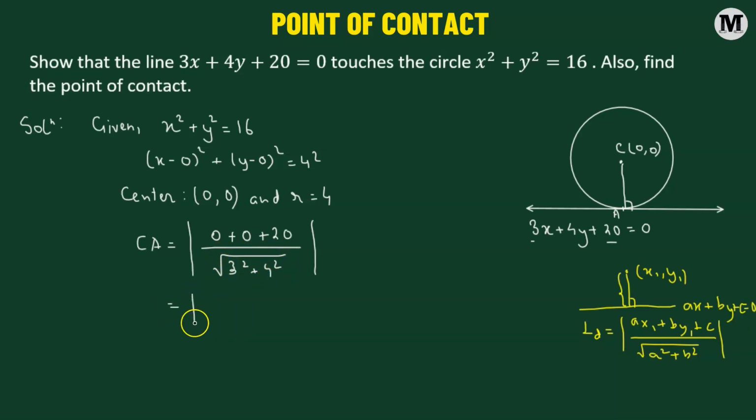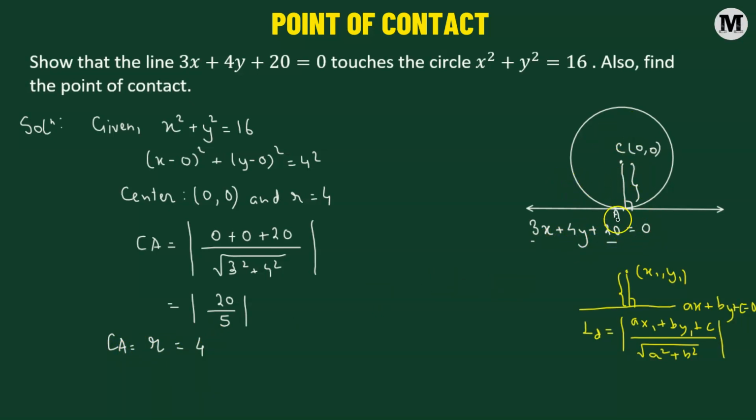Now what's the square root of 3 squared plus 4 squared? That's nothing but 5. So that means we have 20 over 5, which gives us the value positive 4. And what is CA? If the line were to touch the circle, that means if it were the tangent to the circle at point A, then CA would be the radius of the circle. So we are getting exactly the same result. So here we can say that the CA value is exactly equal to the radius, which tells us that the line 3x plus 4y plus 20 is indeed a tangent to the circle.